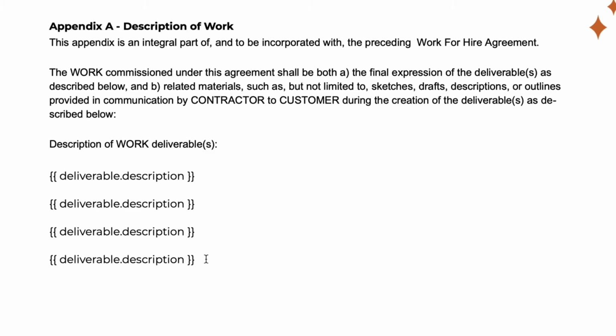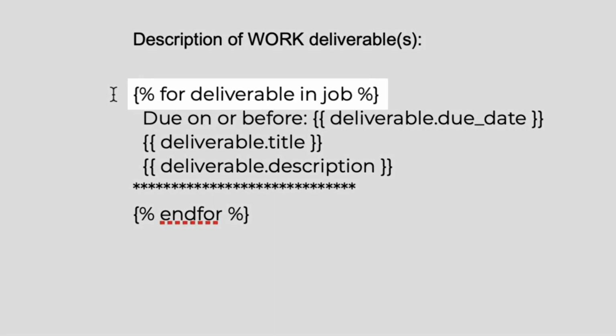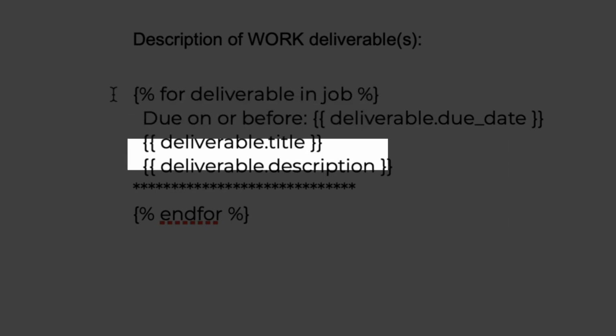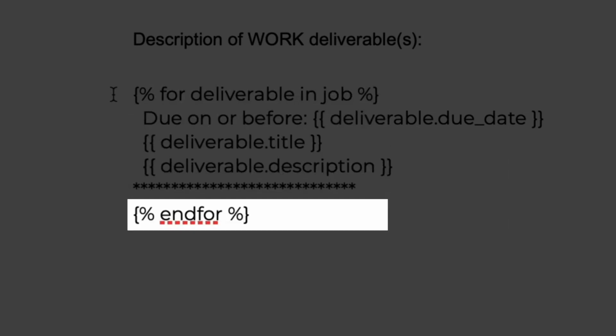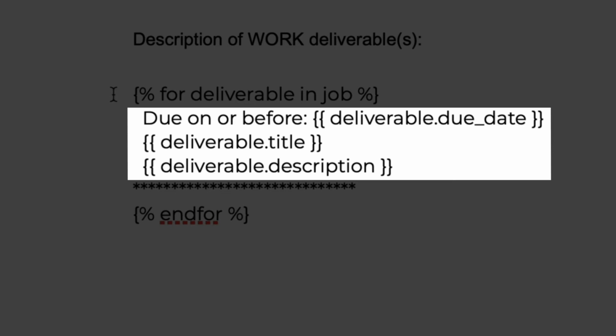To include looping deliverable variables in your contract, you need to use the special forDeliverable command. It looks like this. Let's take a look at that first line and see what it does. This means, for each deliverable found in this job, print the following. And this last line means, if that was the last deliverable, end the loop. Otherwise, loop again. In between the first and last lines, you can put in any number of deliverable variables. You can also include regular text. You can include the due date and the description, and even a separator between each deliverable.